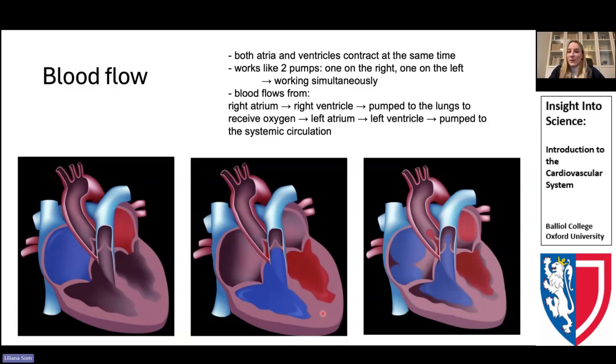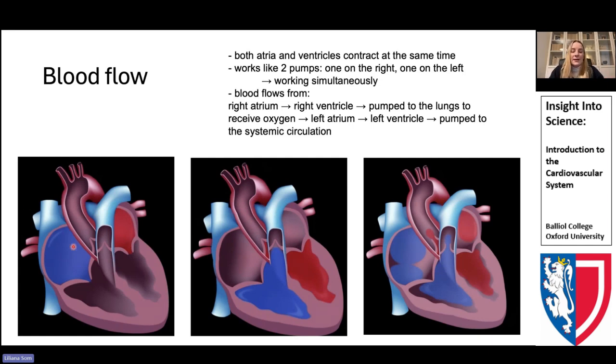So I just wanted to talk a bit about how the blood actually flows throughout the heart. What is important to know is that you have to think of the heart as the upper part and the lower part. The upper part, both atria, contract at the same time, and the bottom part, the ventricles, also contract at the same time. First the atria, then the ventricles.